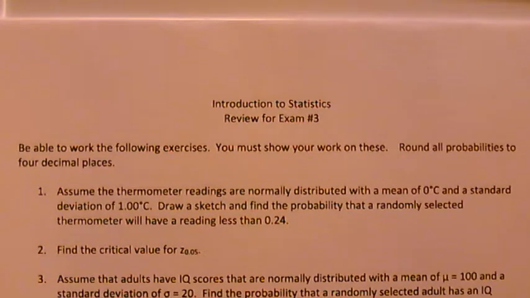you in doing them. Okay, we'll start with problem number 1, where it says that assume that thermometer readings are normally distributed with a mean of 0 degrees Celsius and the standard deviation of 1.00 degrees Celsius. Draw a sketch and find the probability that a randomly selected thermometer will have a reading less than 0.24.